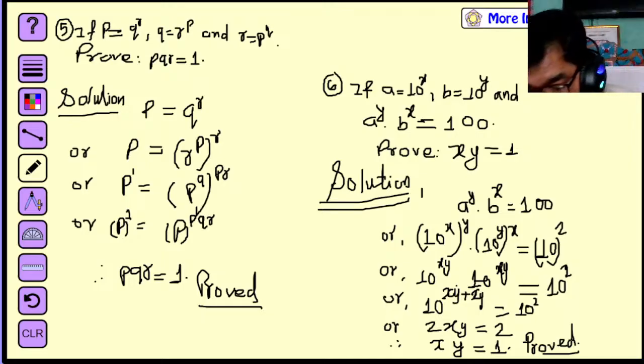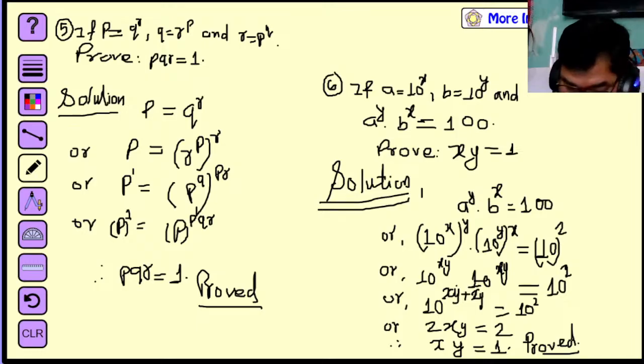Look, Isla, now I'm going to give you another type of question related to these laws of indices to prove. Here I am going to give you the seventh number. The question is like this, look here. Seventh number and eighth number I am giving here.